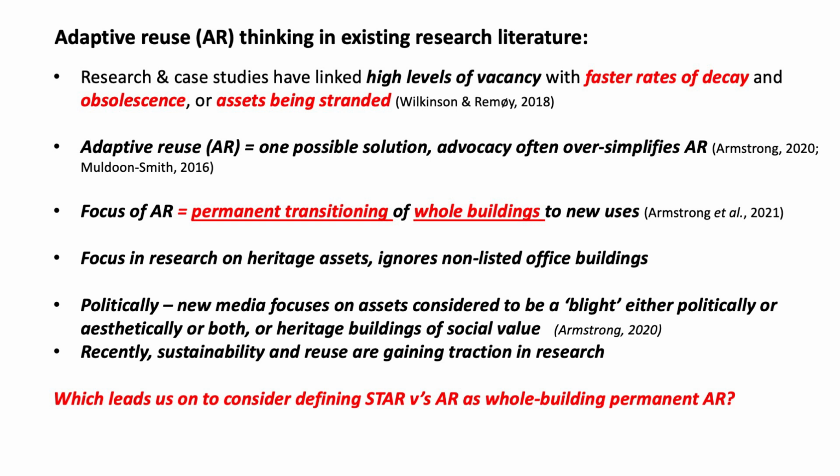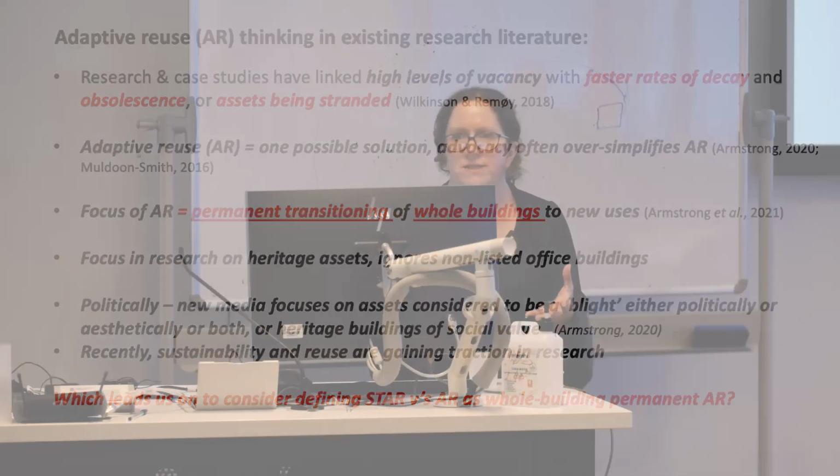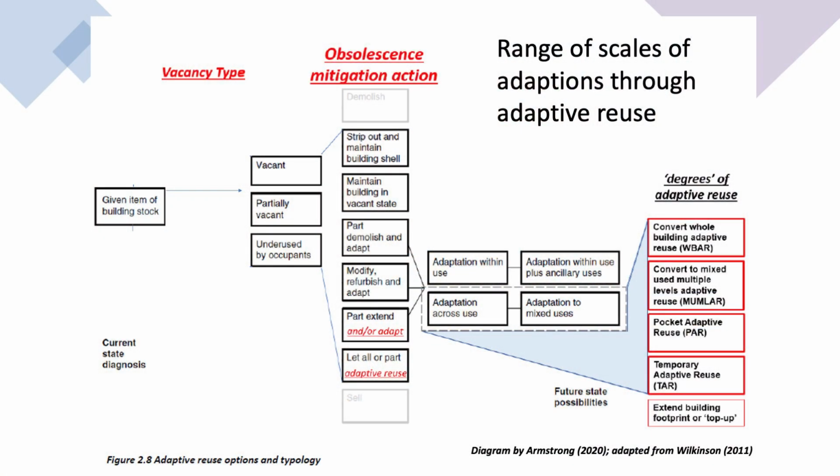All the adaptive reuse research says that adaptive reuse should be done on a permanent and whole building basis. There's not a lot of research out there around meanwhile use. There's not a lot of practice guidance for industry around meanwhile use. And certainly not, if I pop to here, adaptive reuse on a temporary and partial building basis.